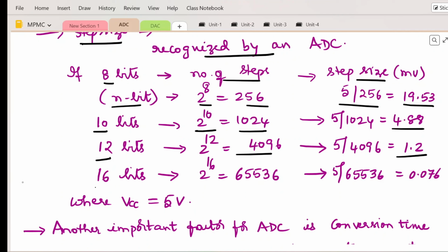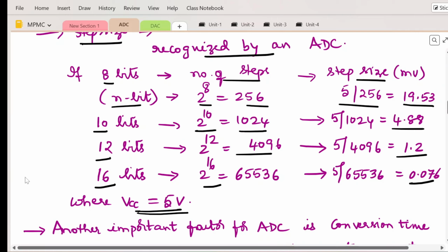And if n is 16, then the steps are 2 power 16, that is 65536. Then the step size is 5 by 65536, nothing but 0.076 millivolts. Here, the 5 is nothing but the reference voltage or the supply voltage used for that ADC.